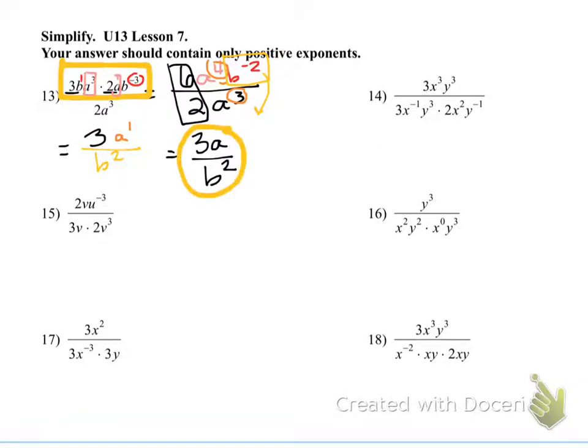Try to focus on one part of the expression at a time. Start with the top, then simplify the bottom, then see if you can divide. Okay, so let's do that same thing for number 14. Again, let's start with the numerator.